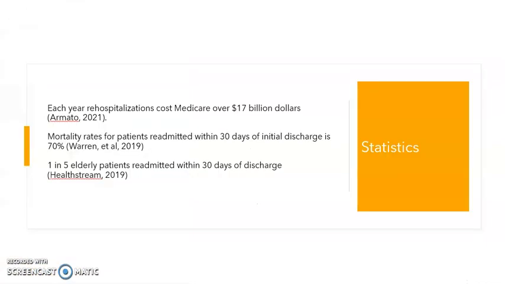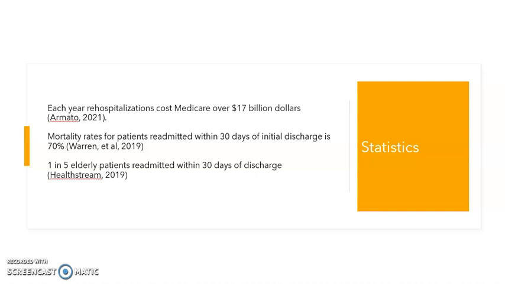We know that each year, rehospitalizations cost Medicare over $17 billion. We also know that patients who do return to the hospital within 30 days of the initial discharge have a 70% mortality rate within that first year of the initial discharge. HealthStream.com in 2019 stated that 1 in 5 elderly patients are rehospitalized in that first 30 days after discharge. Those are some pretty significant numbers.